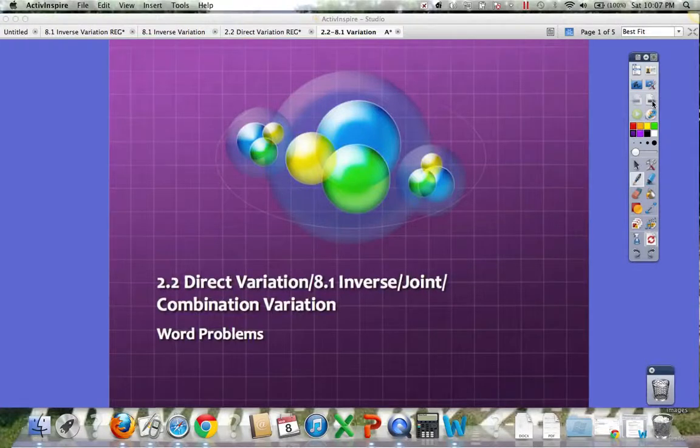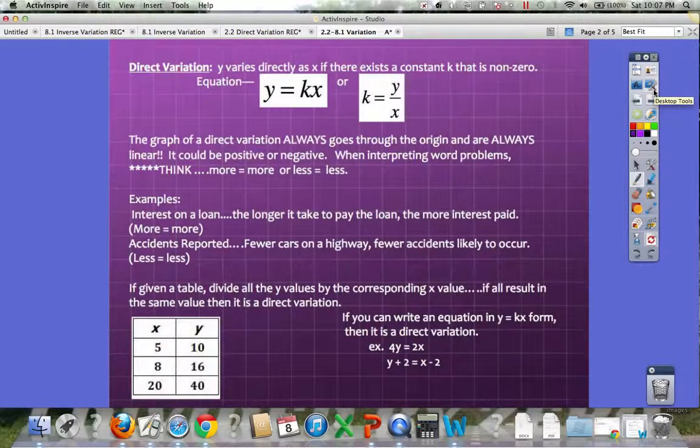All right, direct variation, you've talked about before in Algebra 1. It's where y varies directly as x if there exists a constant k that's not 0. So the equation for a direct variation is y equals kx, or if you wanted to solve it for k, k is equal to y over x. Either way, it's the same thing.